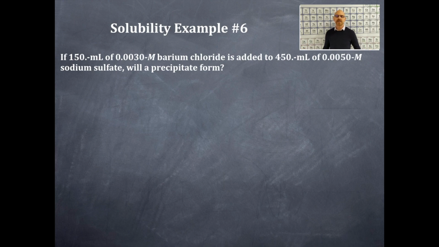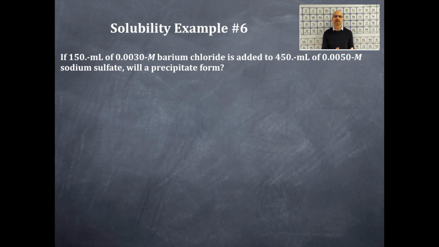So the first thing that we need to do is figure out what the formula for barium chloride is. Barium is a group 2, so it has a 2+ charge. Chloride is a halide ion, that's a 1- charge. The formula for barium chloride is BaCl2. We also need to figure out the formula for sodium sulfate. Sodium is a group 1, it's a 1+ charge, and sulfate is a polyatomic ion, that is SO4 2-. We're going to combine those together and we get Na2SO4.